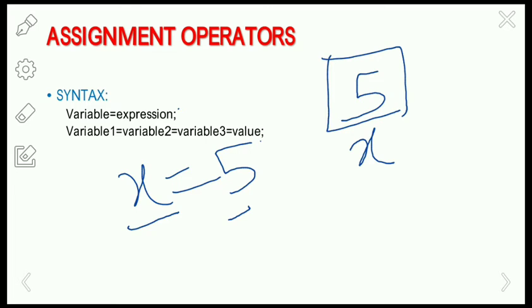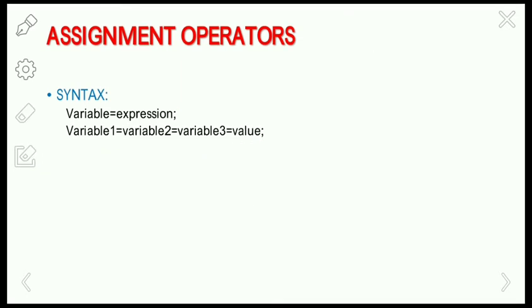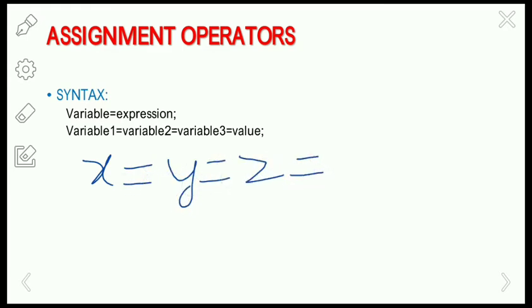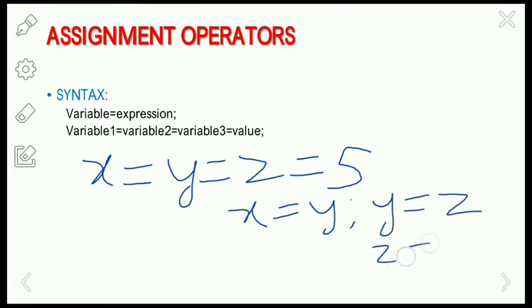Okay, so similarly, we have the multiple assignment, that is variable 1 equals variable 2 equals variable 3 equals value. So how are we going to assign this? I'm taking an example like x equals y equals z equals some value, that is 5. Then the detailed assignment will be like this: x equals y, and y equals z, and z equals 5. So this is the actual meaning of this statement.